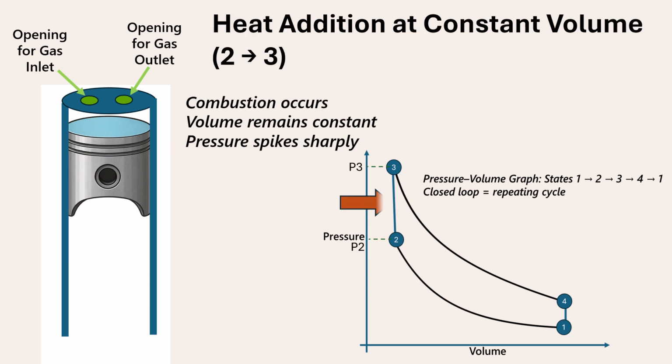From state 2 to state 3, heat is rapidly added via combustion. The piston remains at top dead center, so the volume remains constant, while the pressure rises sharply, from P2 to P3. This represents an idealized constant volume heat addition. In real engines, especially rotary types, the piston may move slightly, but combustion occurs so quickly that the assumption holds reasonably well.